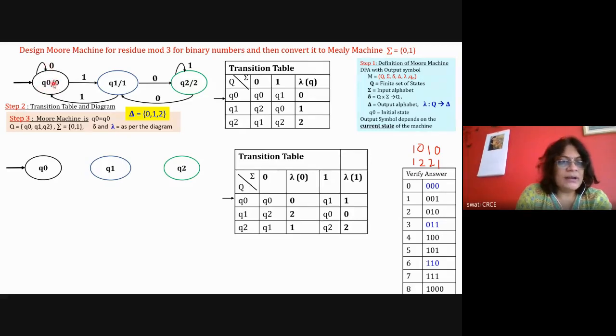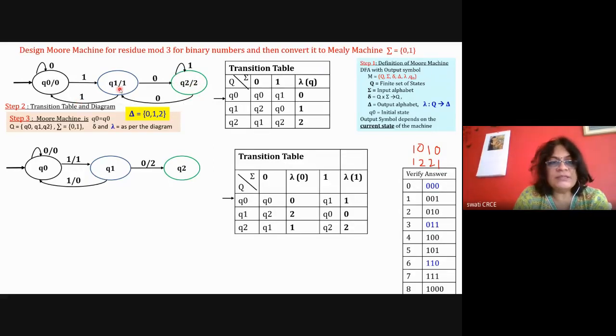Okay, and now change the representation. Take this output symbol from here and write it on all the incoming transitions. That means this 0 is removed from here and goes here, on the incoming transition. So I'll change the transition 0, it will become 0 by 0. Then for 1, it will become 1 slash 1. Now for Q1, for 0, it will be 0 by 2. Then for 1, it is going to Q0, so it is 1 by 0. Then in Q2, for 0, it will be 0 by 1. And it is 1 by 2. Okay. So it is very simple.